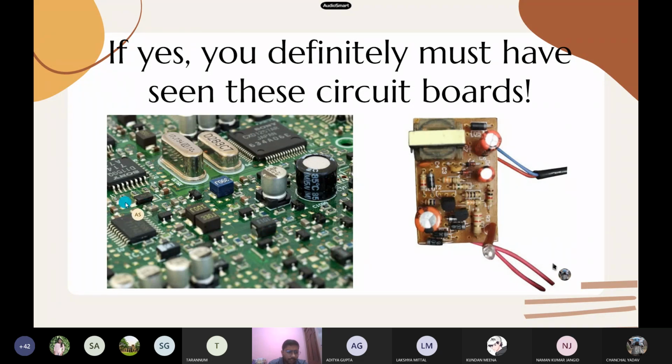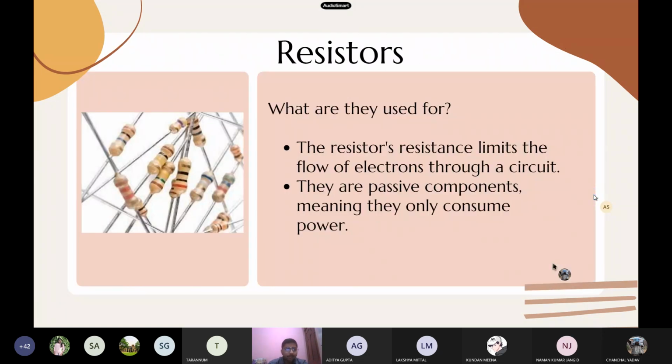Then what are these tiny square shaped components? Or what are these colored cylindrical components on this circuit board? What are they? Yes, they are resistors. So what do they do in the circuit? Why are they used? The basic use of a resistor in a circuit is to resist the flow of current.